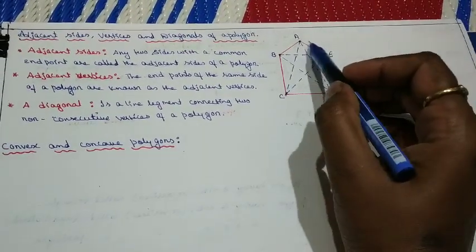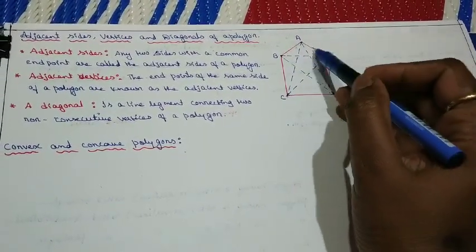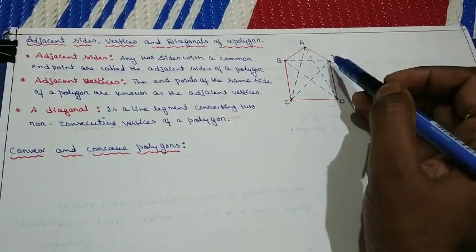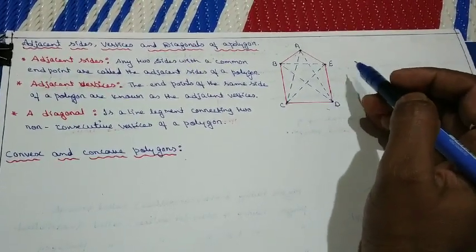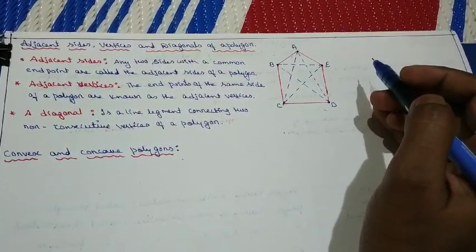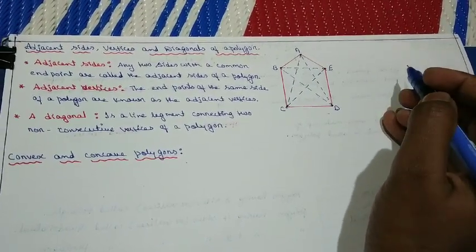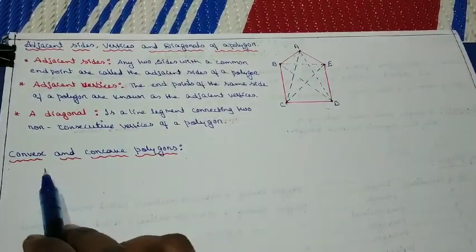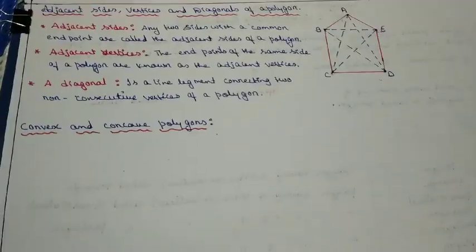If the point is lying on the curve, then it is said to be the boundary of the curve. The point lying on the curve is on the boundary of the curve. Now we'll move on to convex and concave polygons.